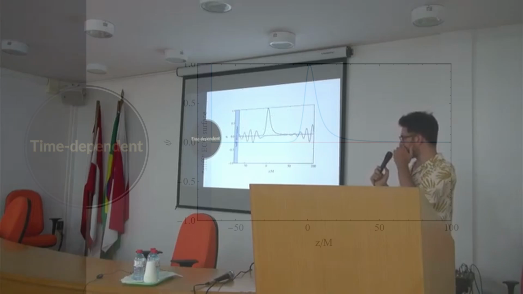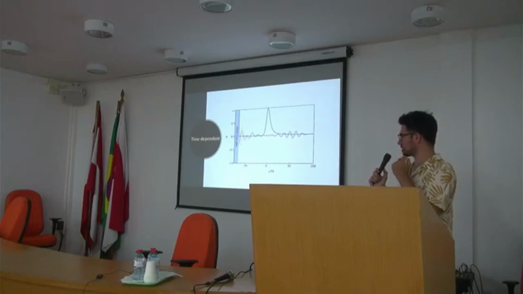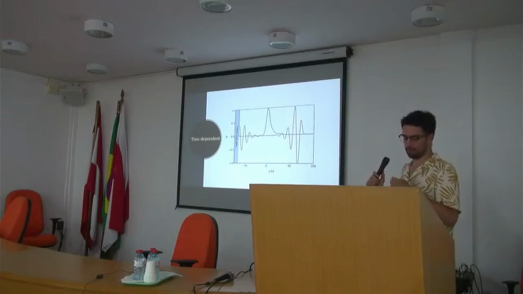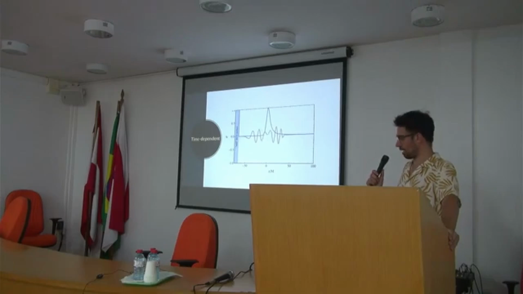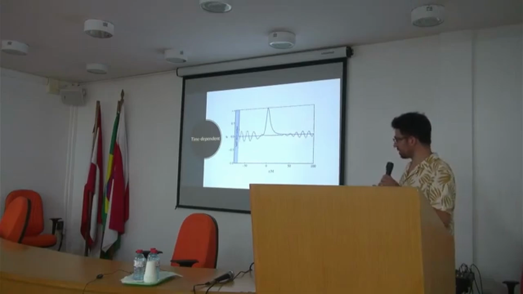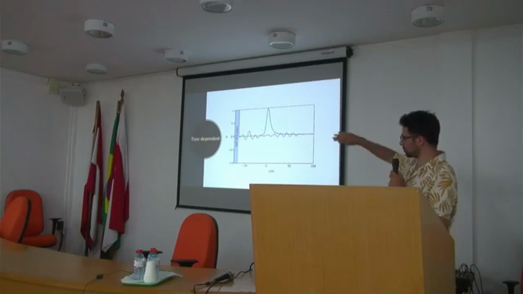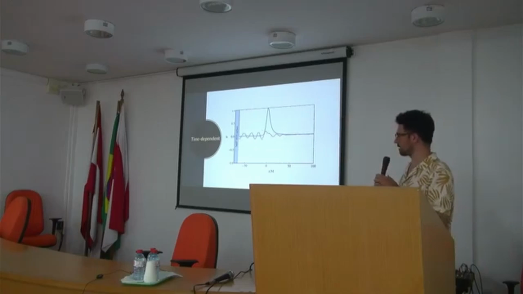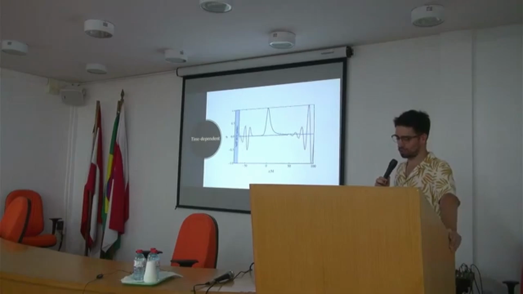Each time that the perturbation interacts with the potential, it splits in two parts. One is reflected, one is transmitted. And each time it hits the surface, it's reflected back. So here I'm considering a perfectly reflective surface, which basically has a potential wall at the surface that reflects all the perturbation.